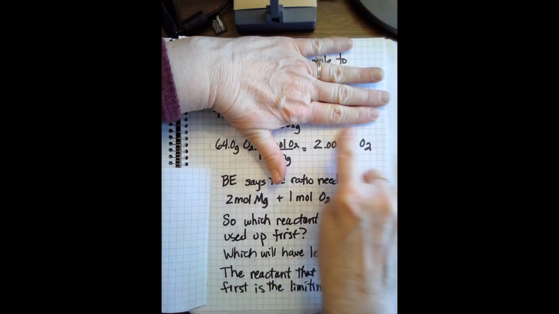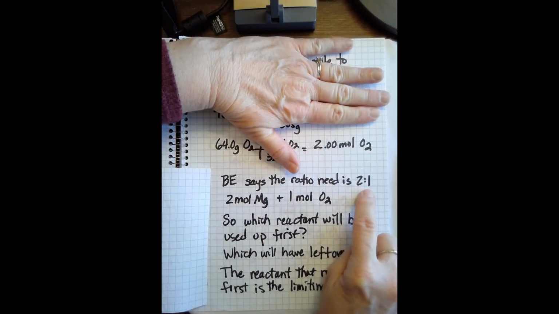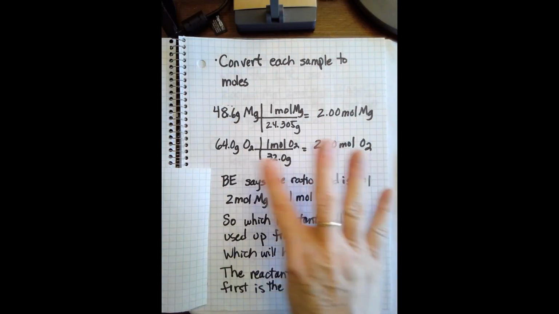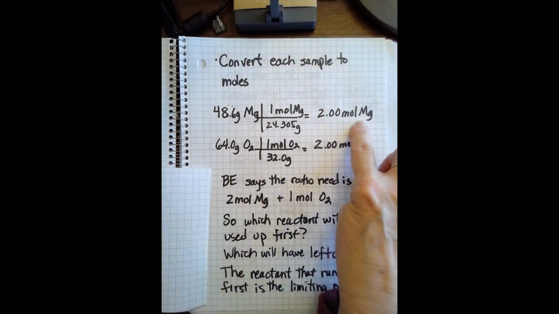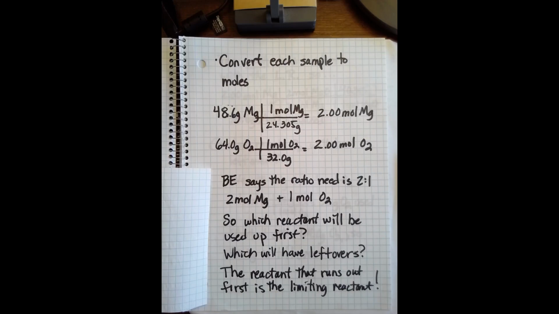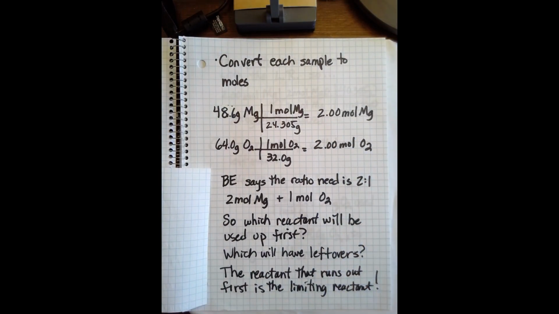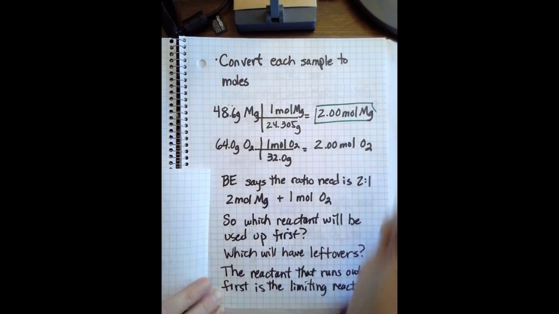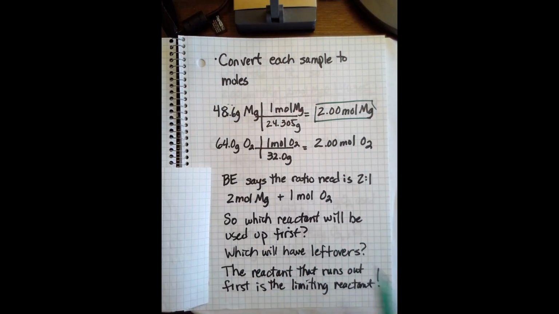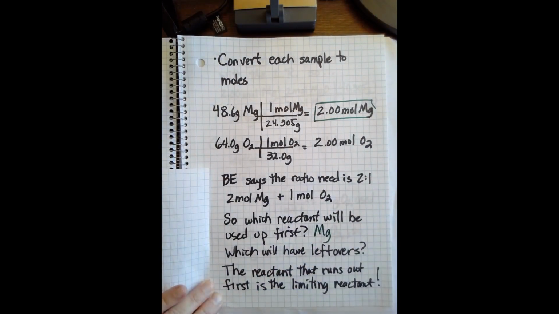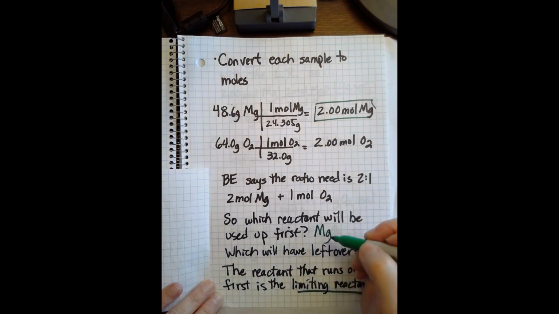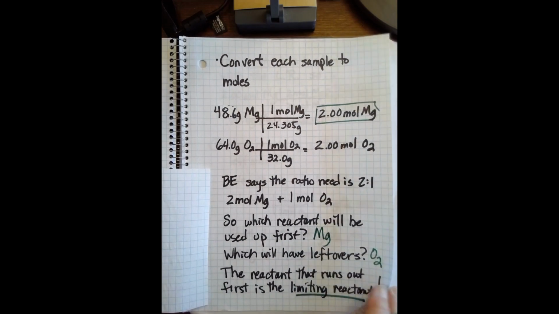If I try to use all 2 moles of this, since the ratio is 2 to 1, I would need 4 moles of magnesium. Do I have 4 moles of magnesium? No, I only have 2 moles of magnesium. So the magnesium is my limiting reactant here because I compared. So which reactant will be used up first? Magnesium. Which one will have leftovers? O2. So the reactant that runs out first is the limiting reactant. Magnesium is the limiting reactant. So now let's solve the problem.